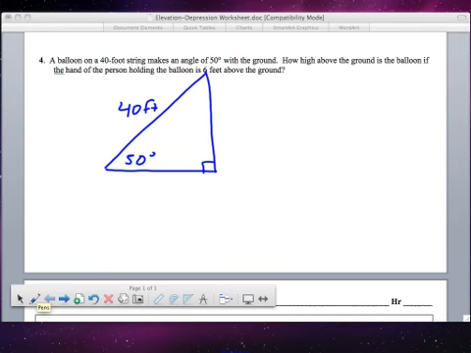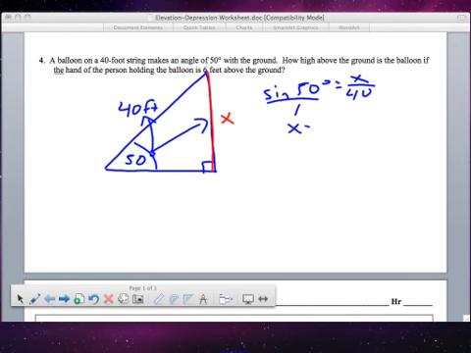Call it x. All right, so again, now I go back to my typical problem. Here's my angle. I want to know the opposite side. I know the hypotenuse. Opposite, hypotenuse tells me I'm using sine. So sine 50 equals x over 40. Put this over 1. x equals 40 times the sine of 50 degrees. And again, at that point, grab your calculator. 40 times sine 50. Hit enter. And you get roughly 30.6 feet.